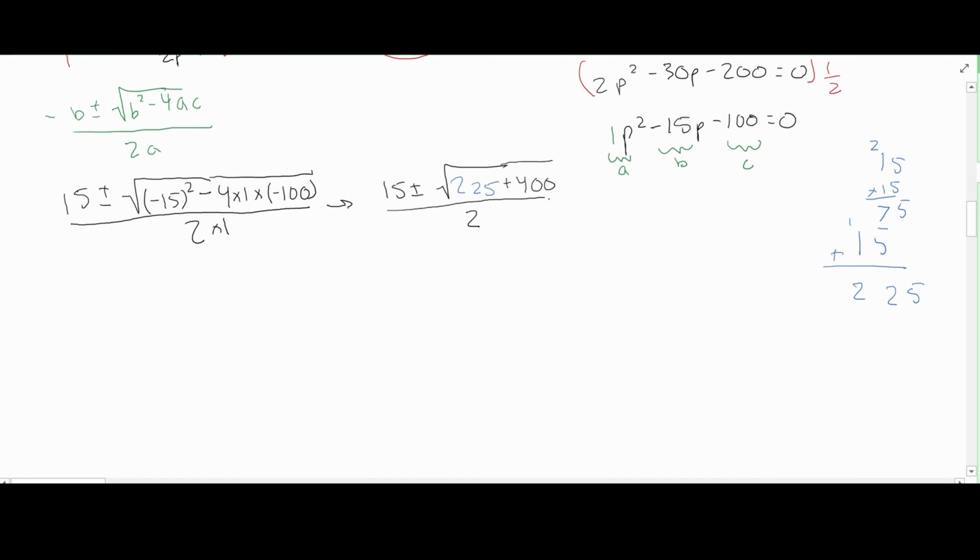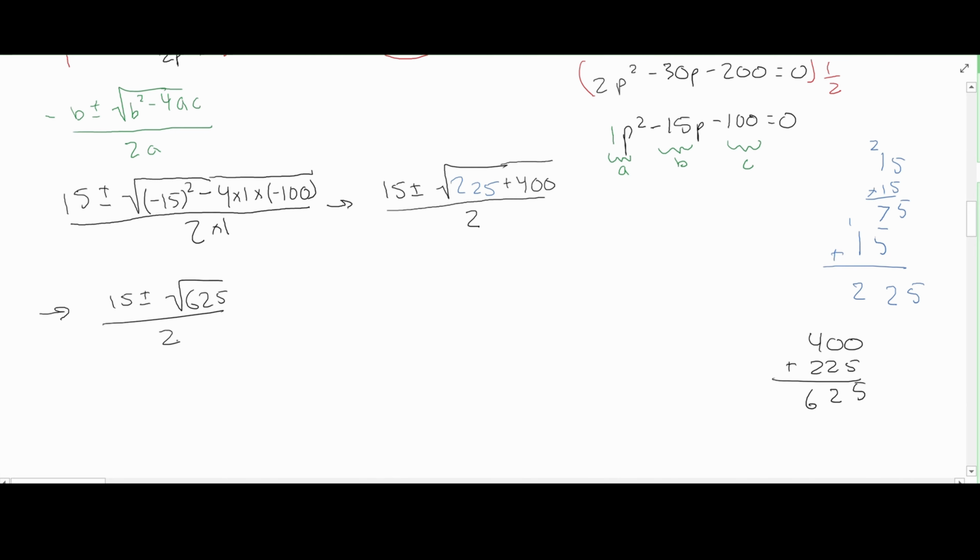Now from here, we need to combine our 400 and 225. So we'll have 400, 225, and we're adding them together. 5 plus 0 is 5, 2 plus 0 is 2, 2 plus 4 is 6. So we are going to get in our square root 625, and I can just rewrite this over here as the square root of 625 all over 2.